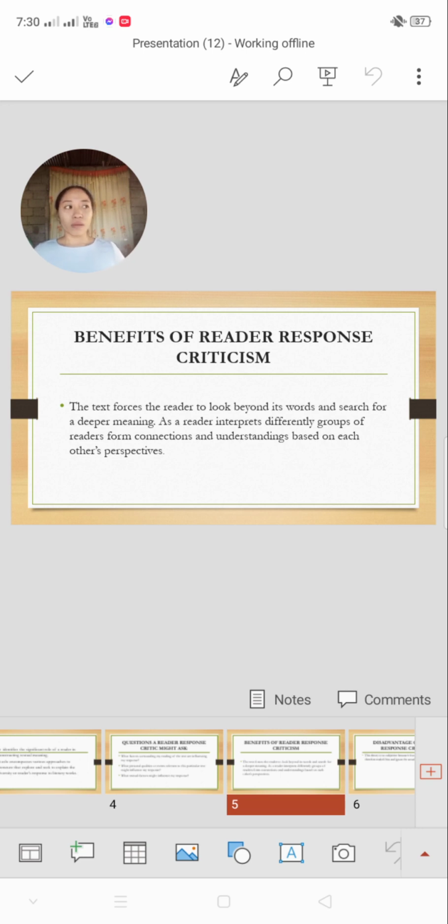So, in reader response criticism, there are always benefits. One of its benefits is that it helps the readers to look beyond the words and their meaning. So it is also helpful to us because we can gain more knowledge and ideas about the text when we interpret it.